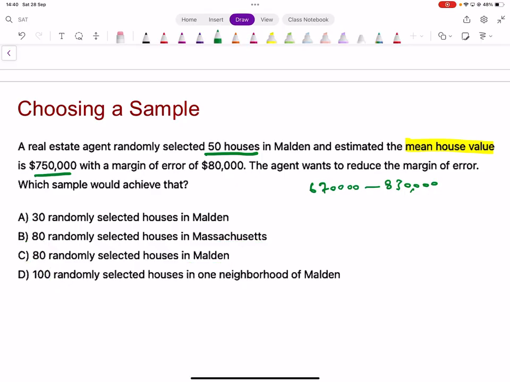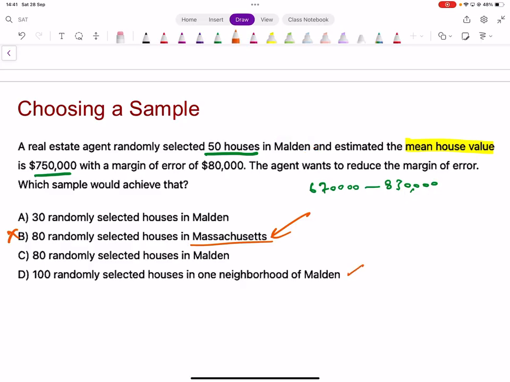Margin of error was 80,000 plus minus 80,000. Okay, now let's exclude some options. It says 80 randomly selected houses in Massachusetts. Now, does that make sense? We are doing a study about this city. It has nothing to do with this other city, Massachusetts, right? So that's not possible. Okay.